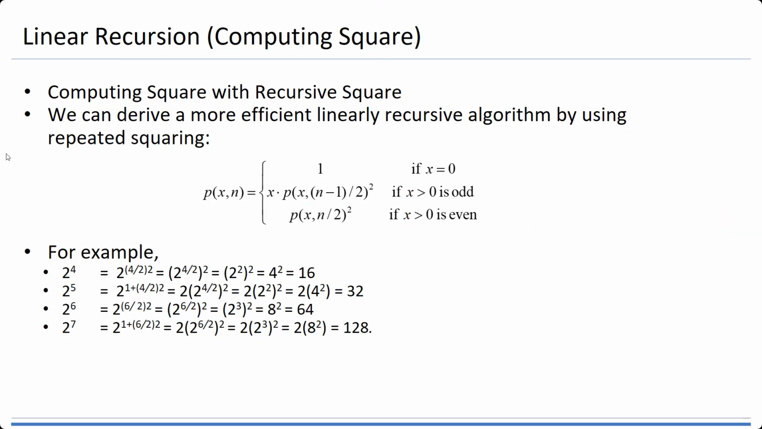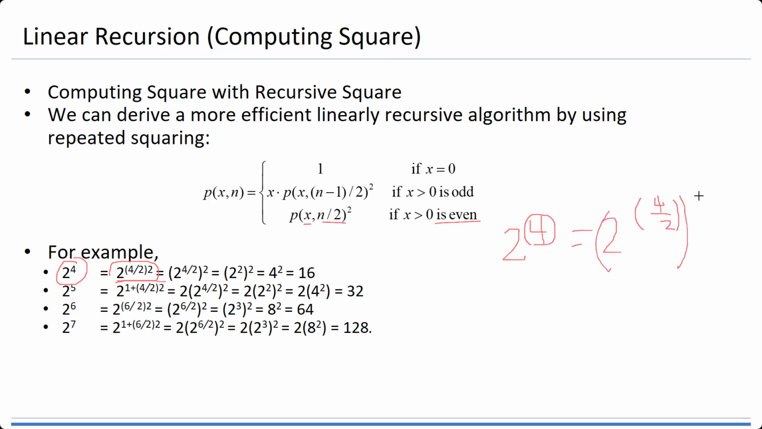So I give you the example here. Now I have 2 power of 4. How can we do the multiplication? Because we know that it is even, we will do the function 2 power of x is 2, and then n divided by 2. N divided by 2, this is n. 4 divided by 2. Okay.